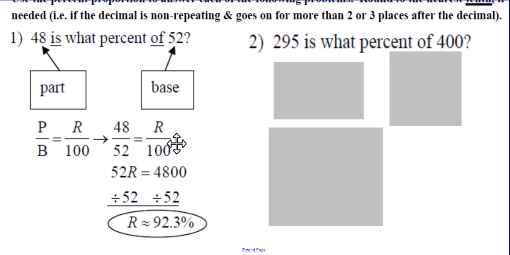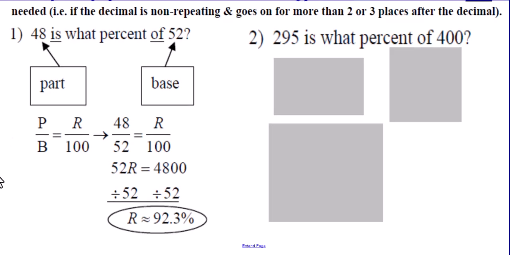Now remember, we did a little mini lesson in our last unit on solving proportions. We're going to cross multiply. So 52 times R is 52R. 48 times 100, I'm not writing out 48 times 100, I go right to 4,800. Now this is 52 times R, and the inverse of multiplication is division. So we'll divide both sides by 52 to get about 92.3.